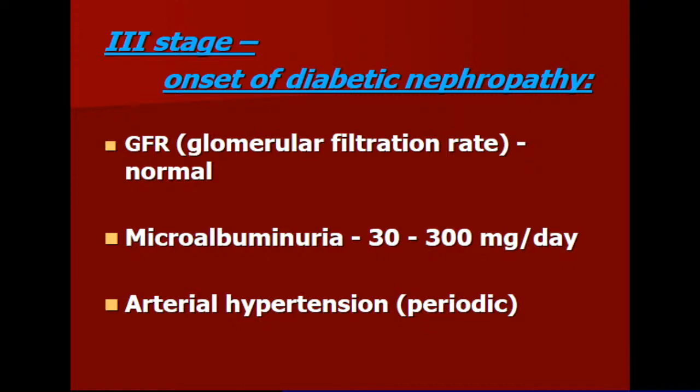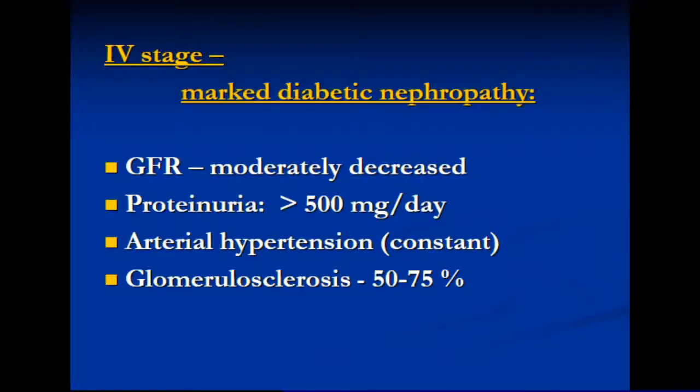Microalbuminuria 30 to 300 milligram per day. Arterial hypertension periodic. Fourth stage, diabetic nephropathy.